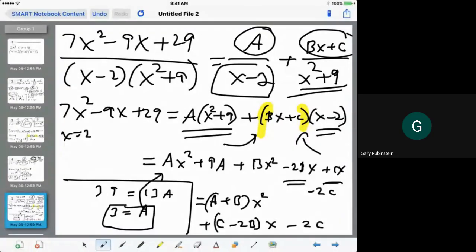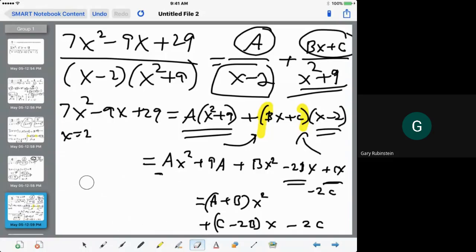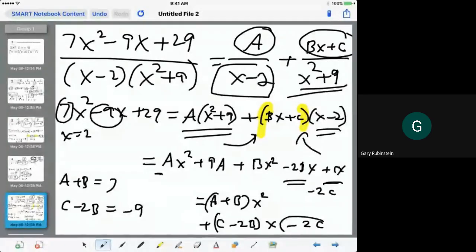Now remember, I know that a is 3 already. So our system of equations is going to be a plus b equals 7. That's the coefficient of the x squared term. c minus 2b is equal to negative 9. And minus 2c plus 9a is equal to 29. Oops, I forgot about the 9a. Thanks, Jonah. This 9a is over here.